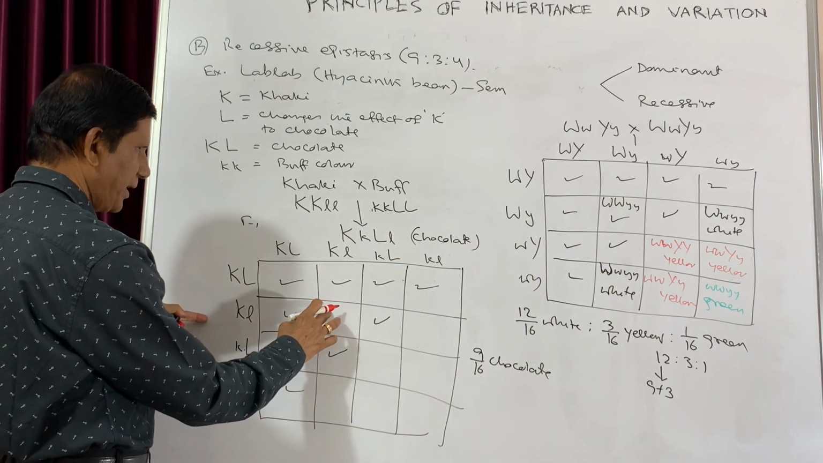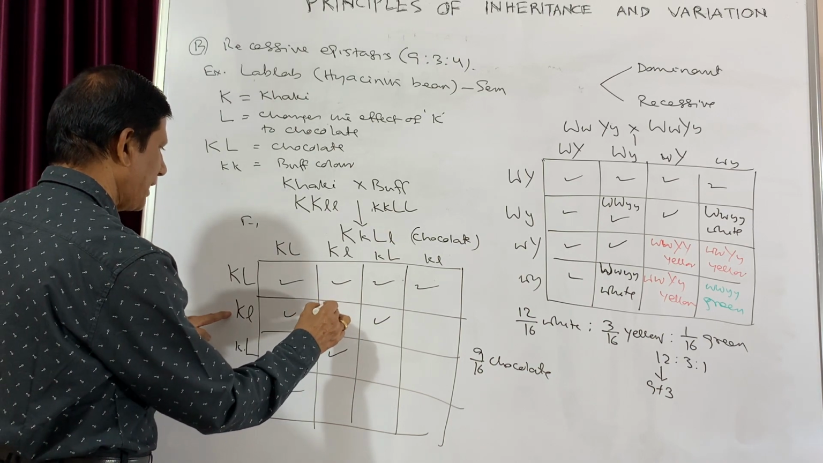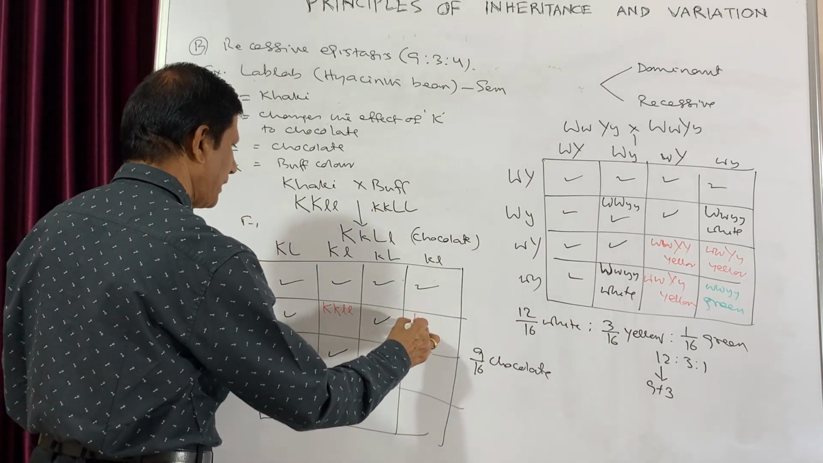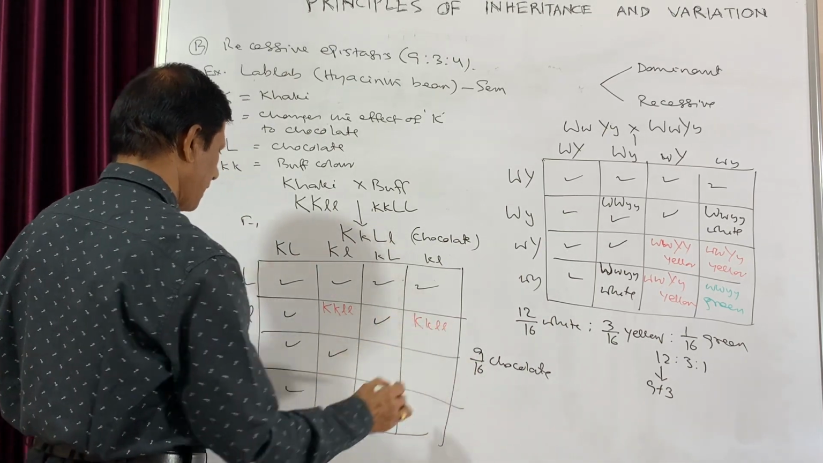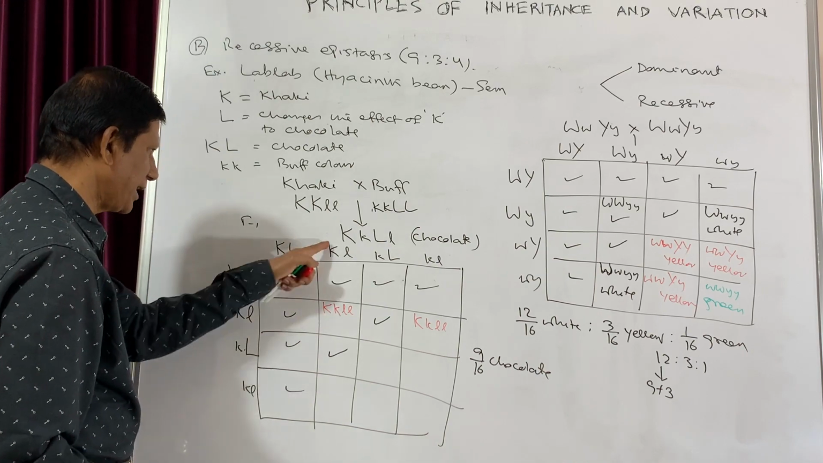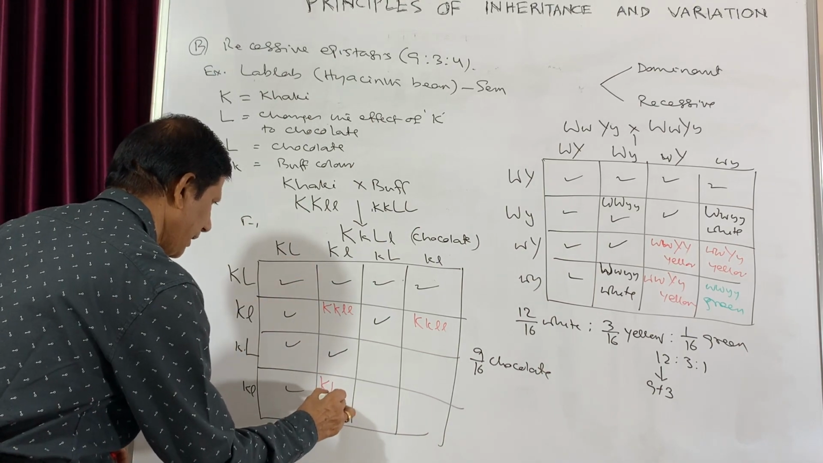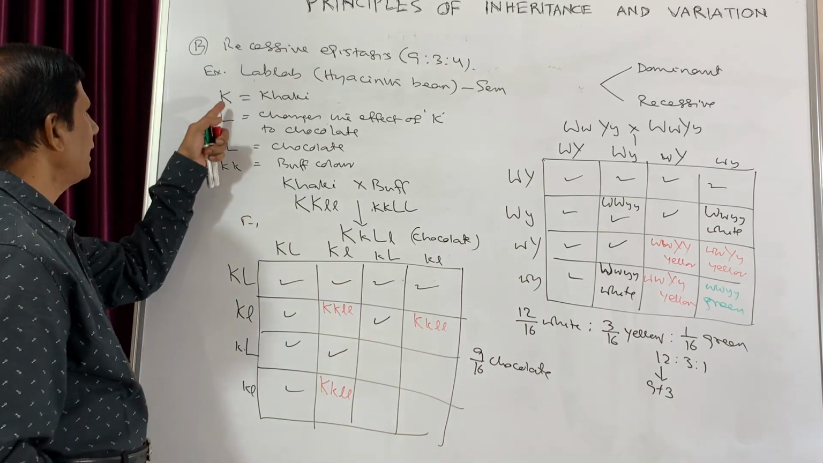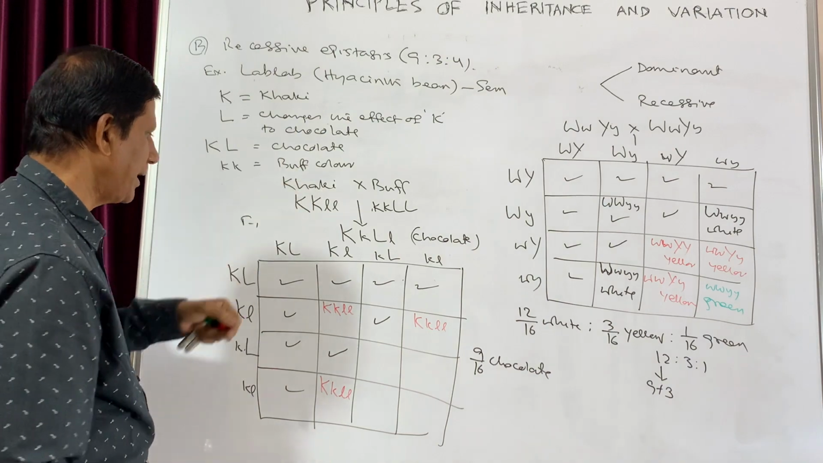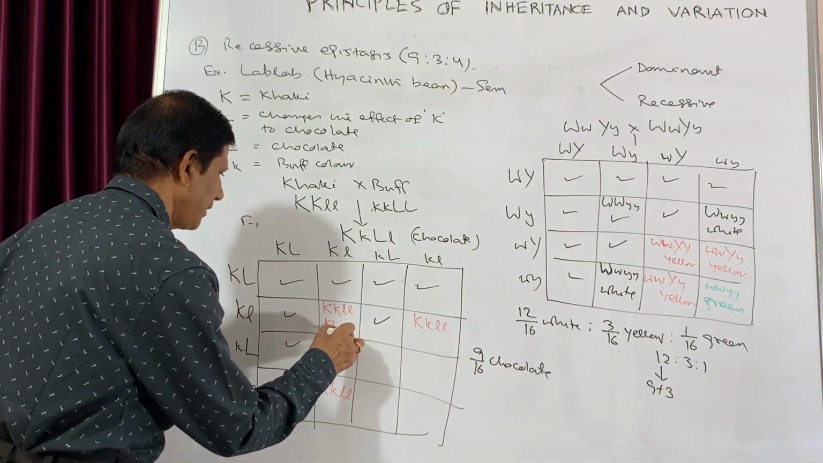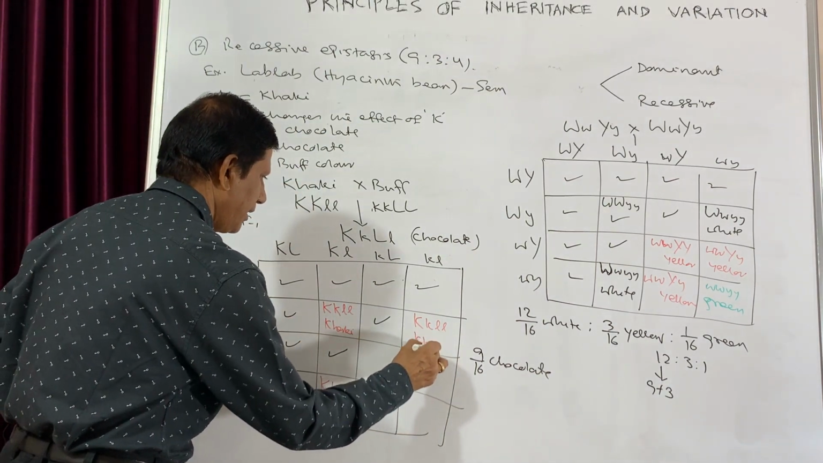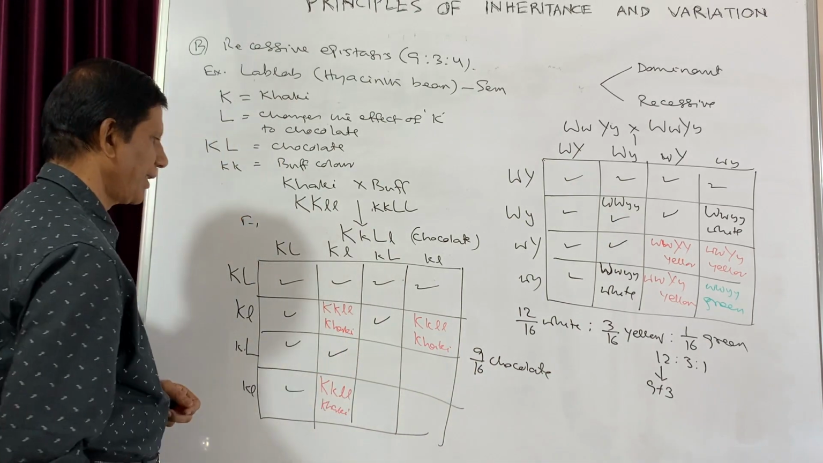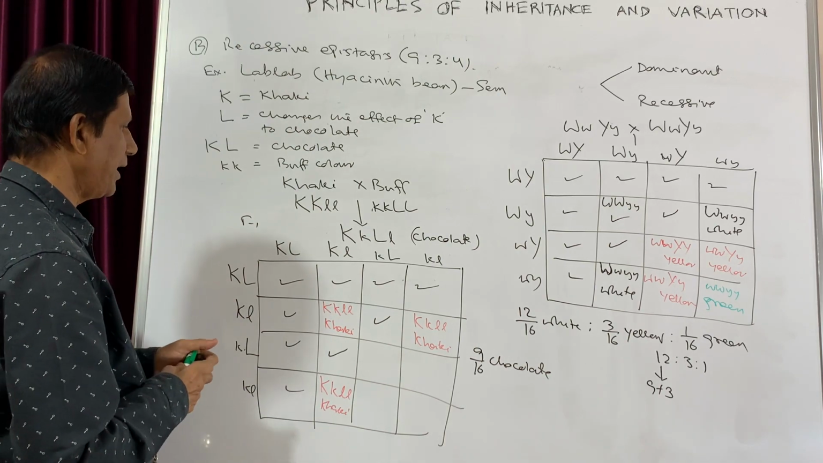Now, what is happening in other cases? At this place, what is happening, you see? It is capital K, small l. Here it is capital K, small l. And at this point, capital K is there. Capital K, small l there. That means in these 3 places, capital K is there. And when capital K is there, this is khaki color. This is khaki color, this is also khaki color.